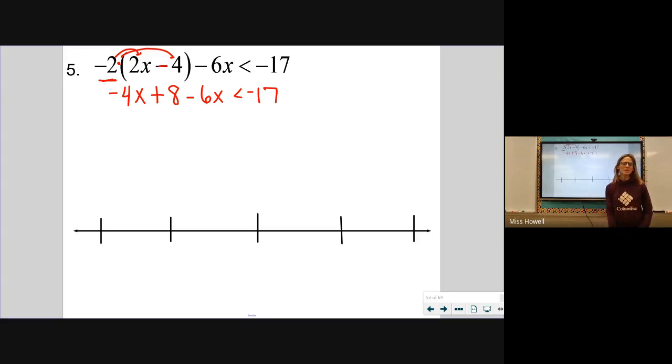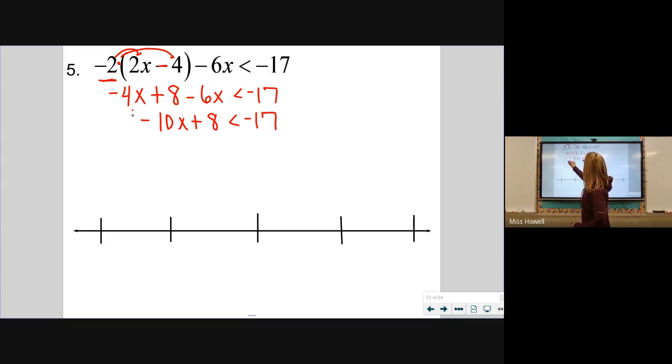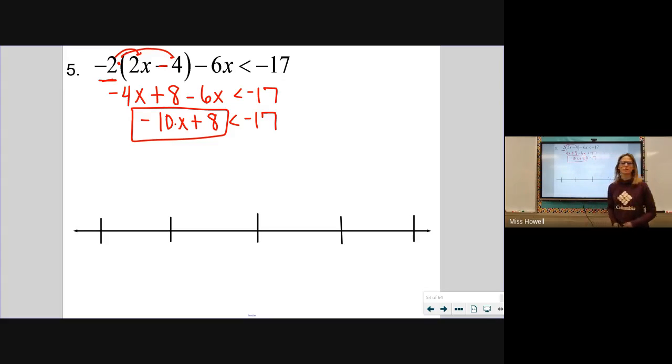All right, we're not quite done simplifying because we have some like terms here. So negative 4x minus 6x will give us a negative 10x plus 8 is less than negative 17. All right, we're at our most simplified version. There are 2 things to remove, a times and an add. So it's going to take 2 inverse operations. Cover up your x. I need to get rid of the add part first, working through PEMDAS backwards. So subtract the amount, which is an 8, from both sides.